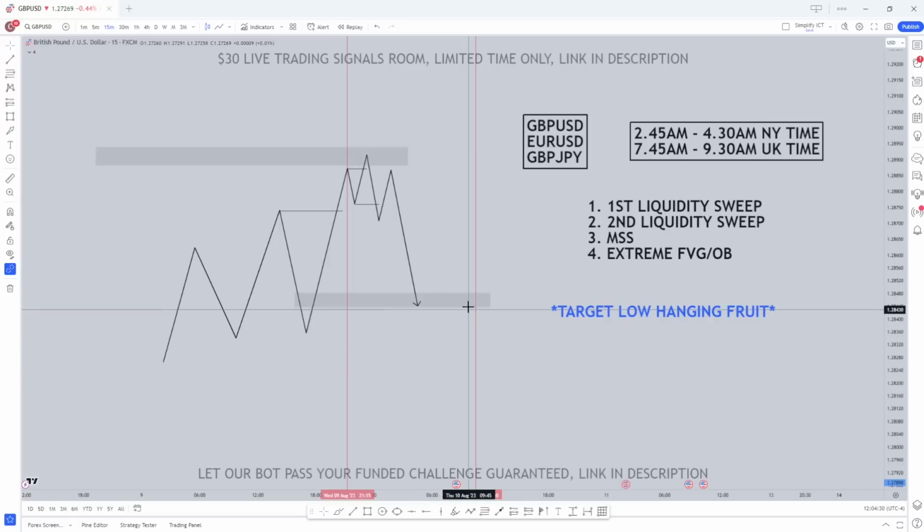And then for our entry, we're going to simply look for an entry at the extreme fair value gap or order block. But for this strategy, we're going to look for the fair value gap. And if it's in alignment with the order block, that's even higher probability, even more confluence that the trade will work out in your direction, which is why I've added the order block there as well. So we're going to be taking our trades off the bottom of the FVG.